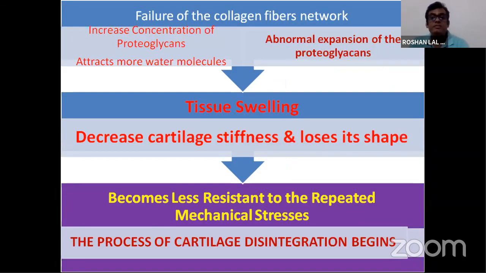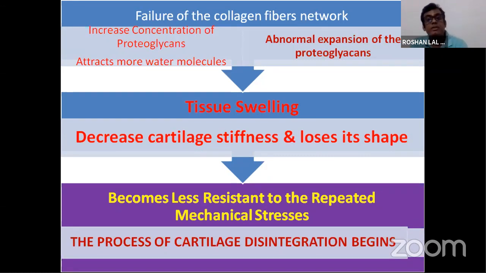Unfortunately, after 50 years, the collagen fibers break down, and there is a failure of the collagen fiber network. These collagen fibers maintain the shape and stiffness of the cartilage, but unfortunately, after 50 years, they fail to maintain the stiffness and shape of the cartilage because the concentration of the collagen fibers is reduced in the cartilage.